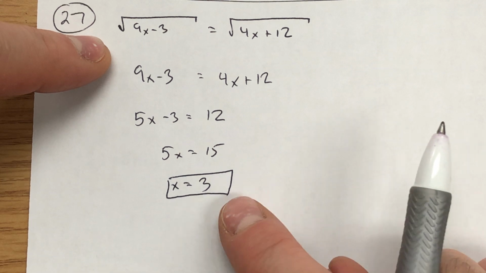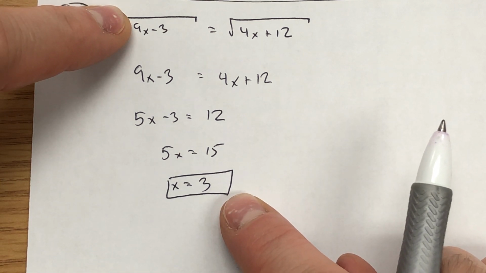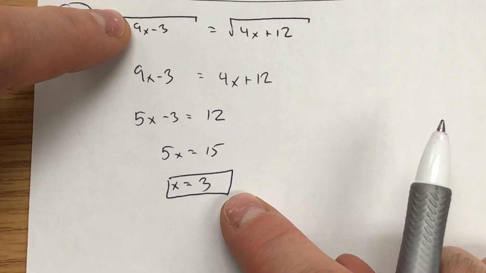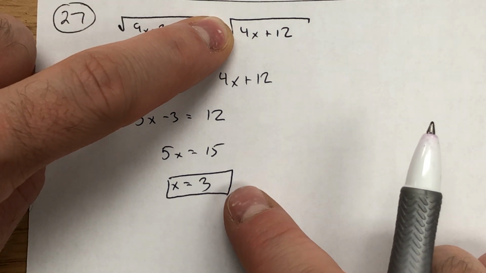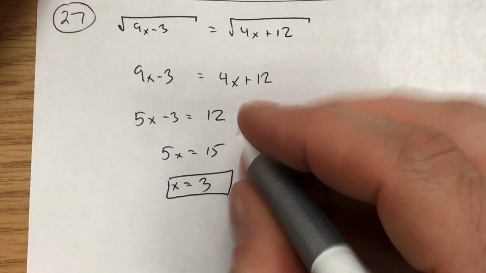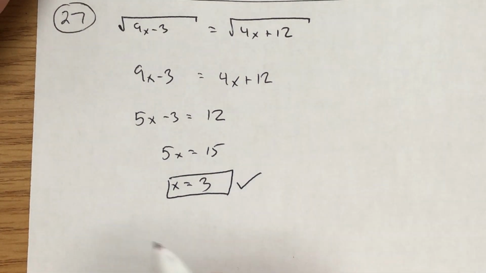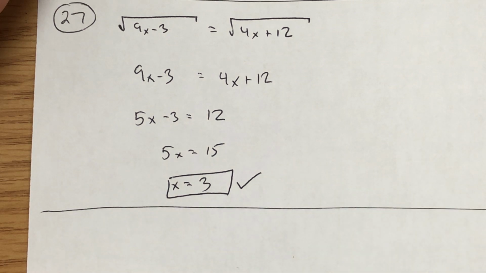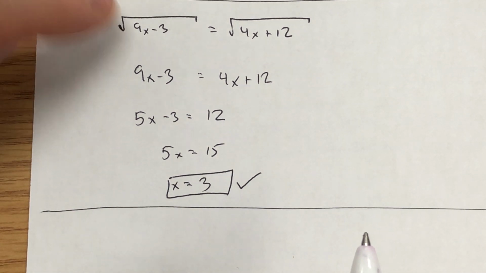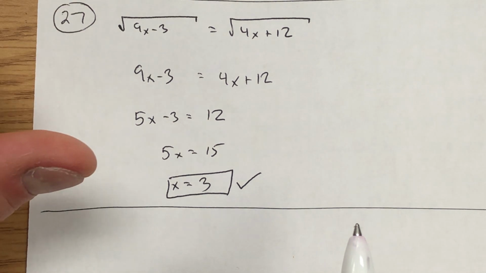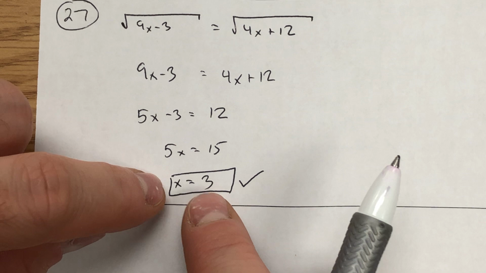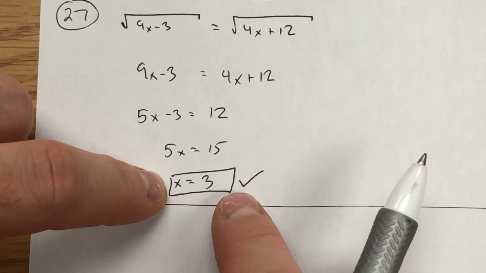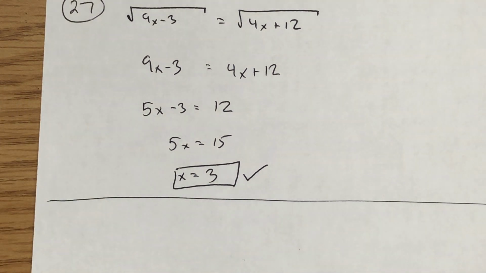For this one, if I plug in the 3, 3 times 9 is 27, minus 3 is going to be 24. Over here, 4 times 3 is going to be 12, plus 12 is 24. Those are both positive. Those are valid answers. If, for example, I try and plug in my value, and let's say I get a negative square root and a negative square root, it would appear to be a valid answer, but it would actually be an extraneous solution because it would not work when checked.